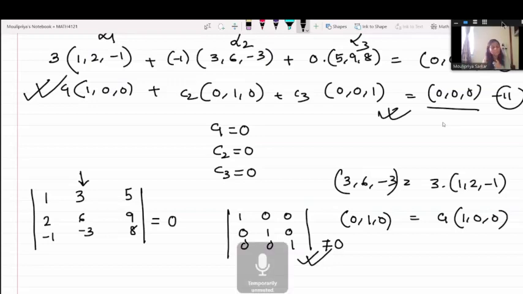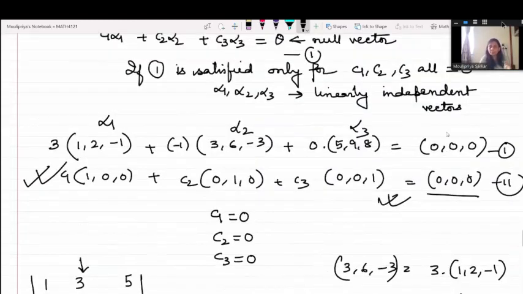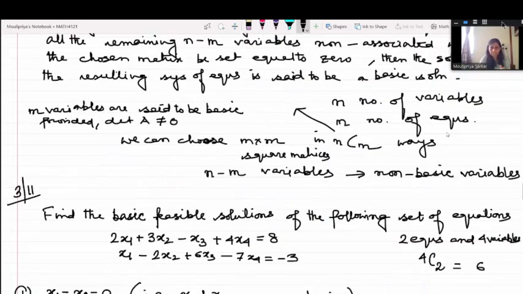Sorry, value would be not equal to 0, right? On the other hand, if I try to find out the determinant arising of the linearly dependent vectors, the value would always be equal to 0. Why? Because all the elements of a column are multiples of the other column. Isn't it? So hence, if you remember, I told you this thing.